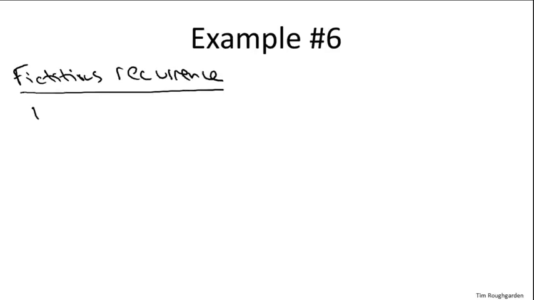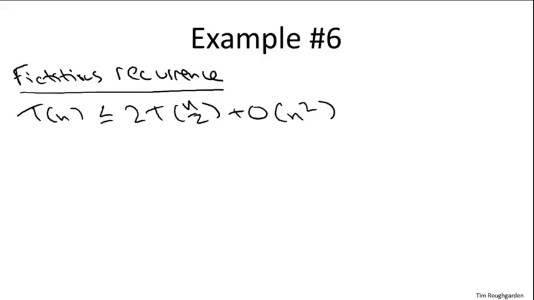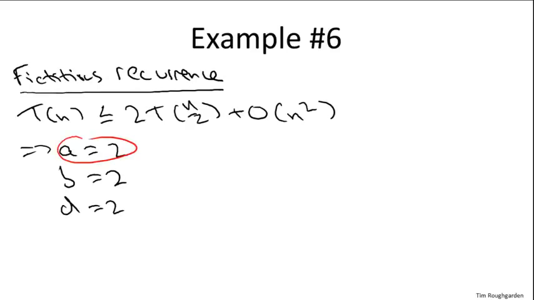So this recurrence is just like merge sort. We recurse twice. There's 2 recursive calls, each on half the problem size. The only difference is in this recurrence, we're working a little bit harder in the combine step. Instead of linear time outside of the recursive calls, we're doing a quadratic amount of work. Okay? So a equals 2, b equals 2, and d equals 2. So b to the d was equal to 4, strictly bigger than a, and that's exactly the trigger for case 2.